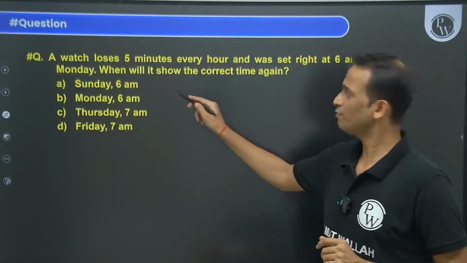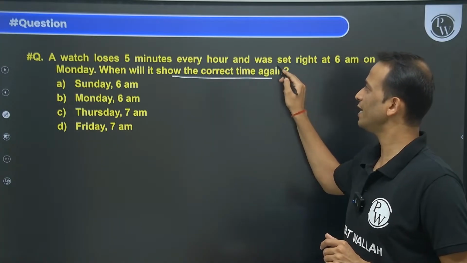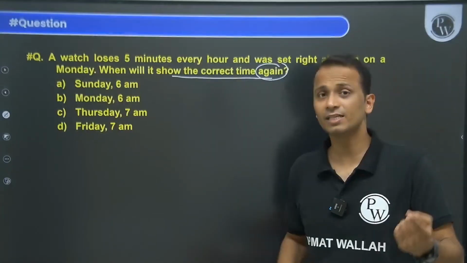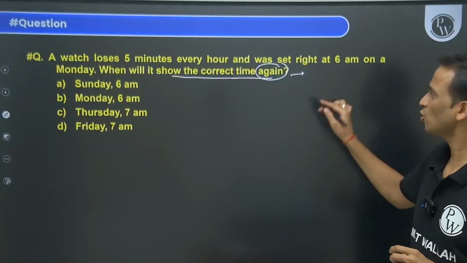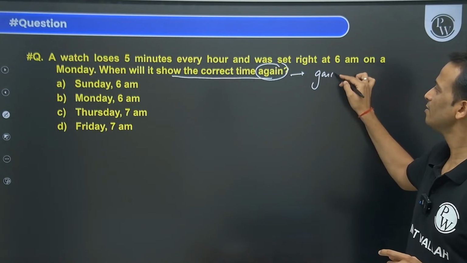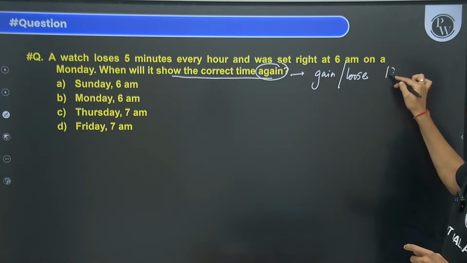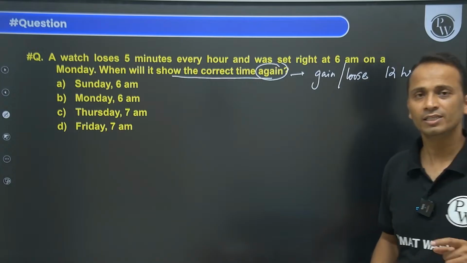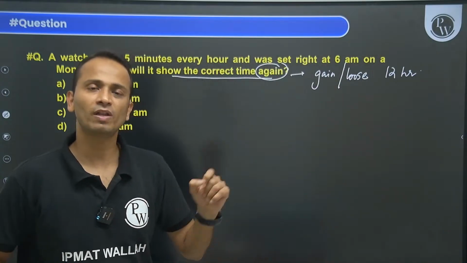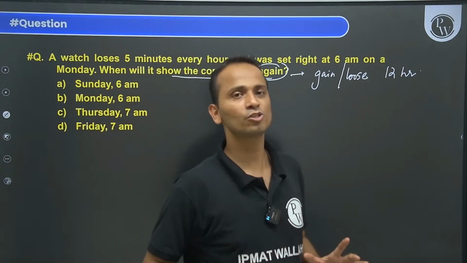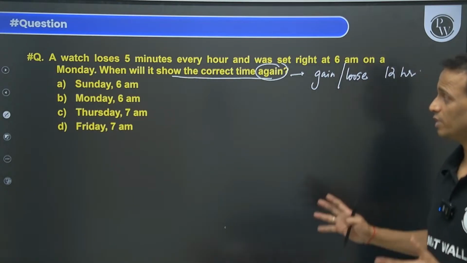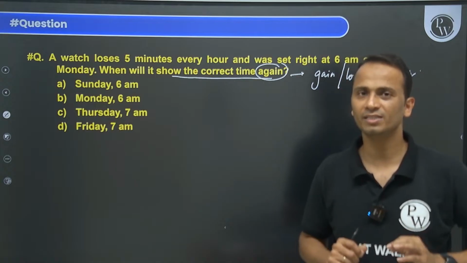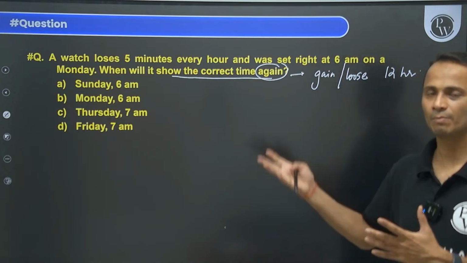Fine. So if I want the clock to show the correct time again, दोबारा से कब correct time show करेगी, right? So you will let this clock either gain or lose a total of 12 hours, right? या तो 12 hour आगे कर दो उसे या फिर 12 hour पीछे कर दो, and this clock will start showing the correct time once again. Okay, so this is the complete logic behind this type of question. Okay, अब question read करते हैं.